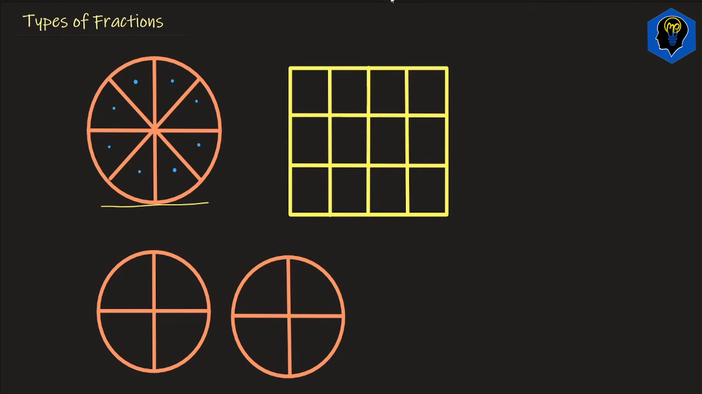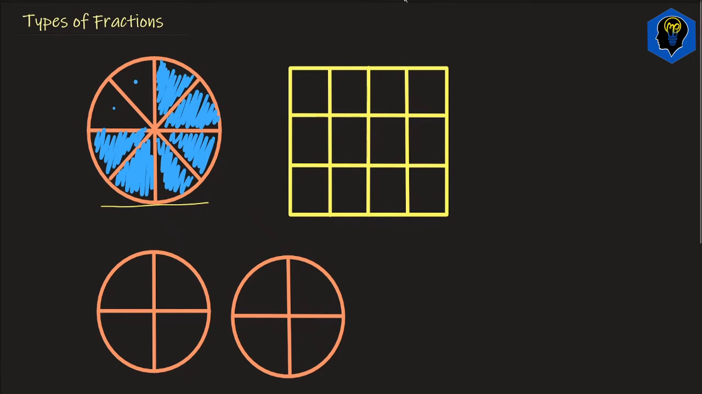So, kung i-consider lang natin, let's say, halimbawa, 6. So, 1, 2, 3, 4, 5, 6. So, ilan yung kinonsider natin na parts? So, we considered only 6. So, 6 out of, ilan ba yung total number of parts? 8. So, we write the fraction as 6 over 8 or 6/8.